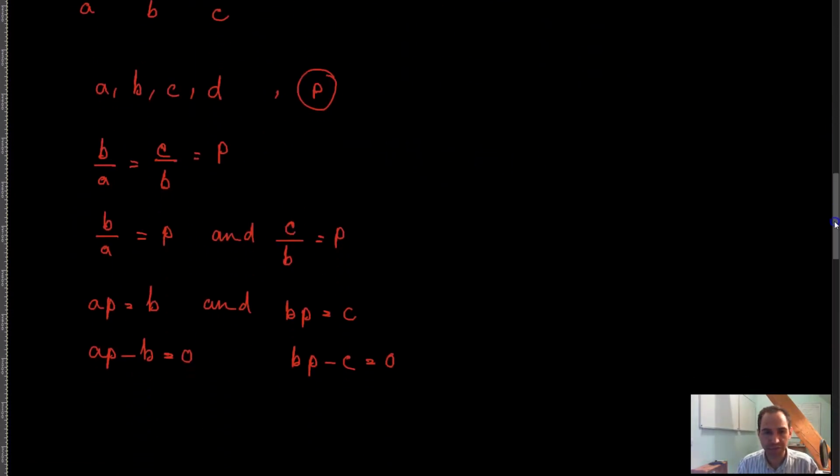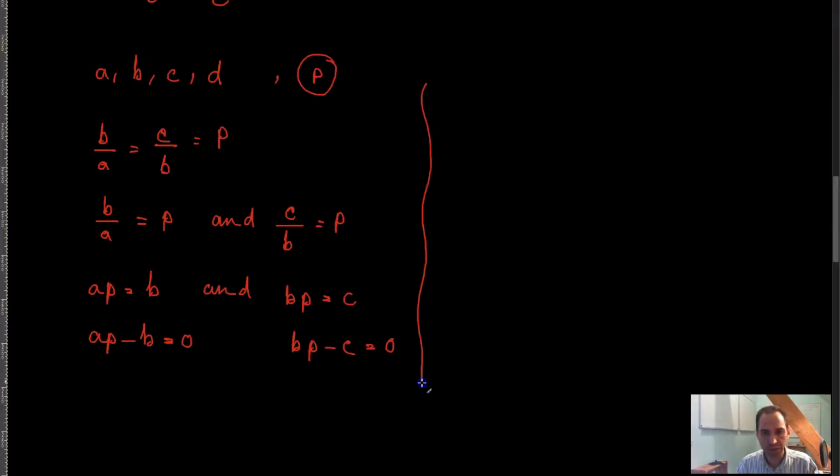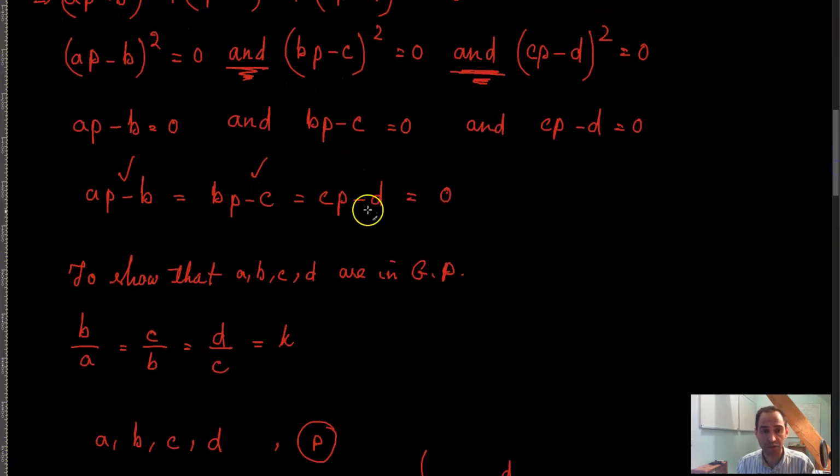And then in the same geometric progression, you can also say that d to c is equal to p, which means that pc is equal to d, which means that pc minus d is equal to 0, or CP minus D is equal to 0, which means that this is also verified.